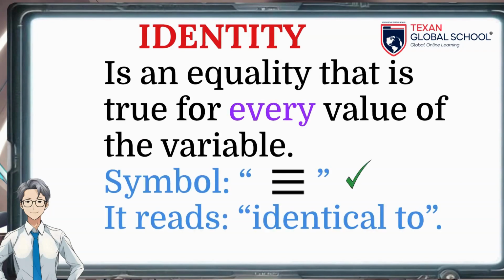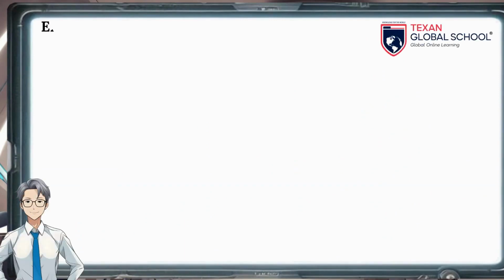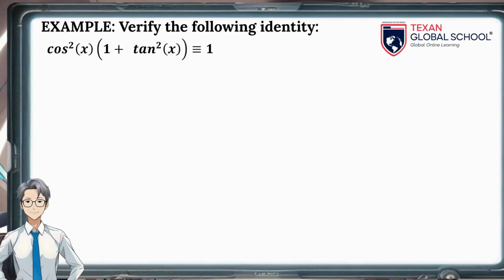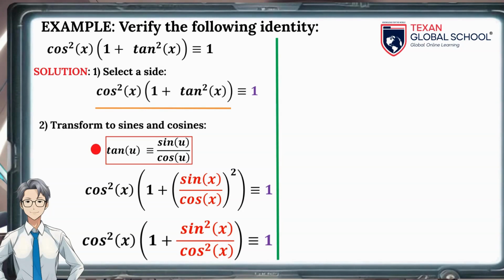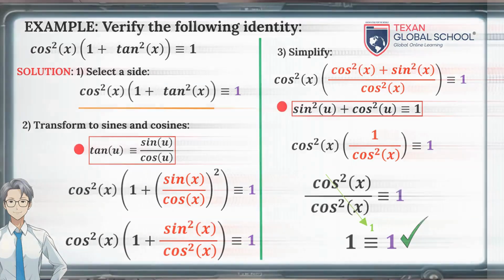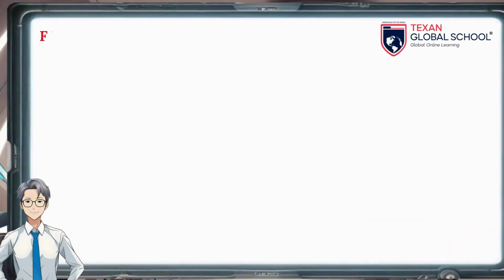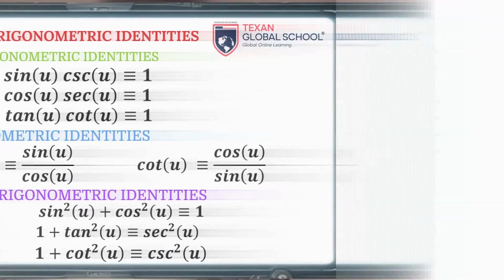Let's remember that an identity is an equality that is true for every value of the variable. Identities are not solved like equations. Identities are checked or verified. So to verify a trigonometric identity, we must select some member of the identity. Work with that member without altering the other. Transform everything based on sines and cosines. Use identities to simplify or expand that member, and thus verify that it is identical to the second member. The 8 fundamental identities are shown, as well as others that will be used in different problems.